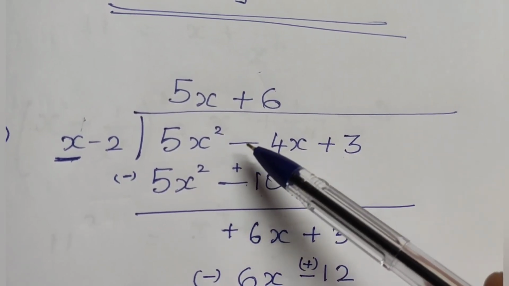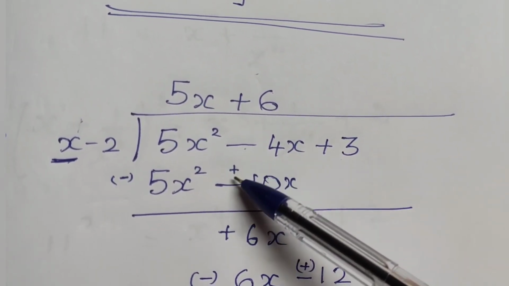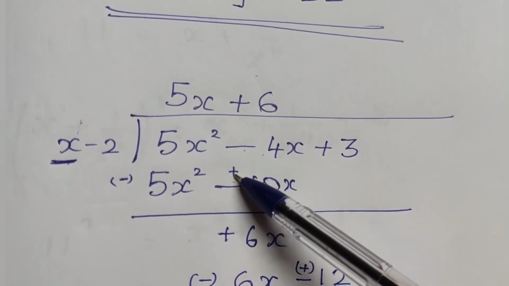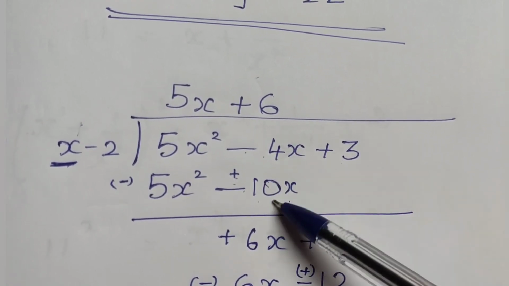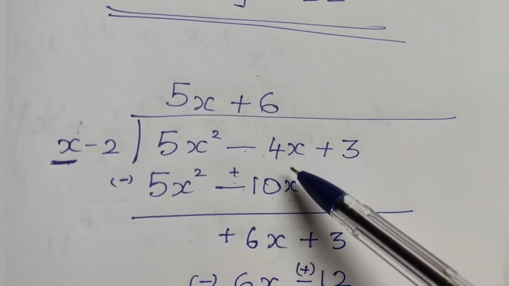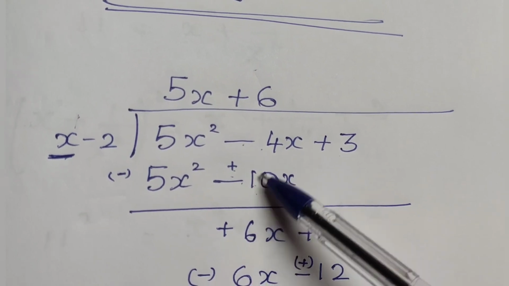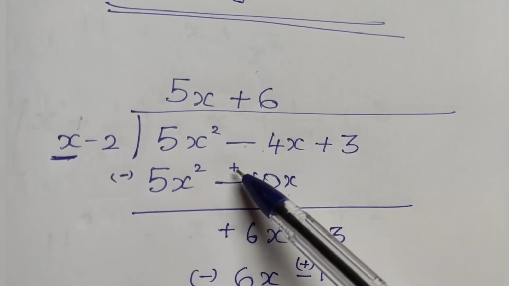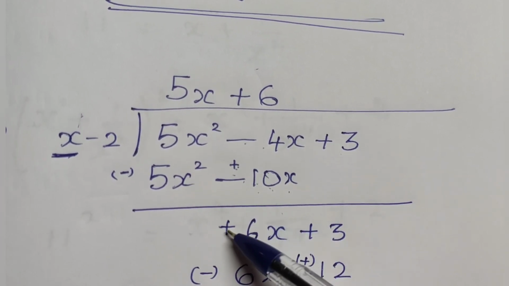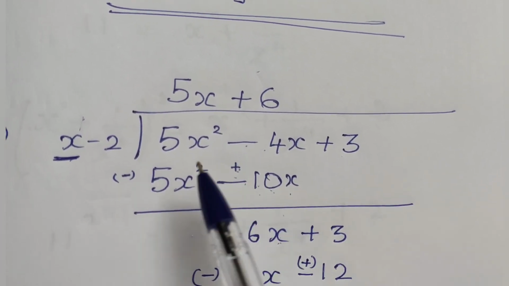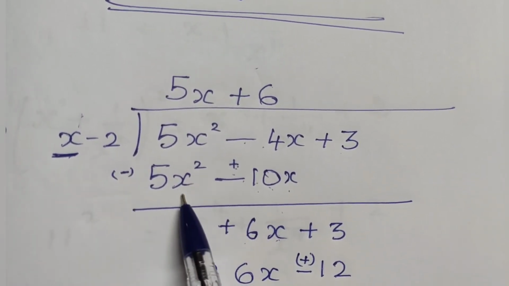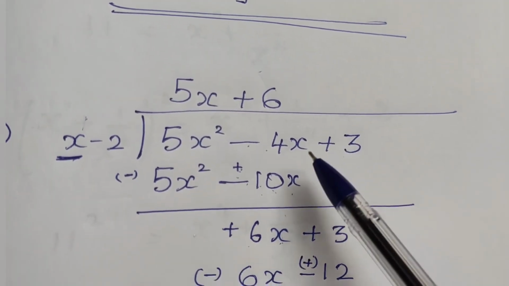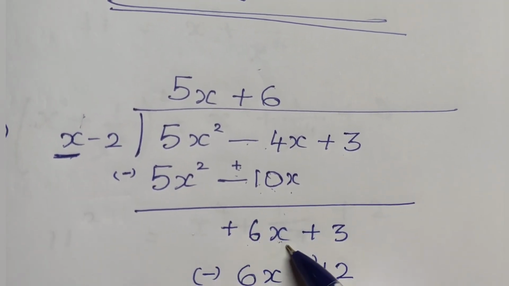See here, minus 4 plus 10, minus and plus. So subtract the numbers. 10 minus 4, 6. Put x. Of the two numbers 4 and 10, 10 is the bigger number. And what is the symbol of 10? Plus. So put plus 6x. 5x square minus 5x square gets cancelled. So here we get plus 6x.